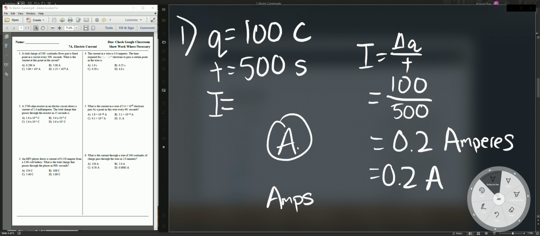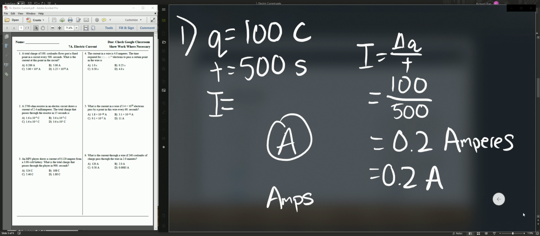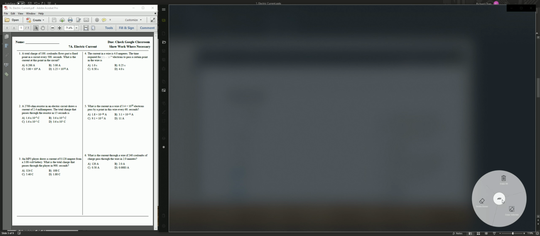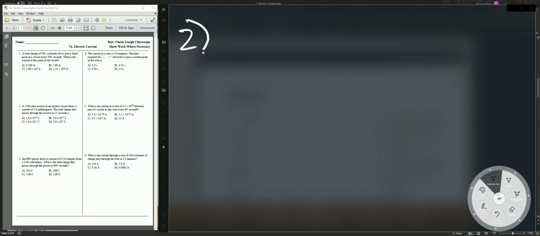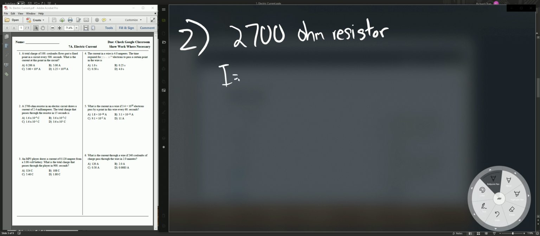I'll do one more with you guys. Now, let's do number two. There's a unit you haven't seen before, and a word you haven't seen before: 2700 ohm resistor. You can just ignore that for now. If you're on this page, the only thing you really care about is delta Q over t.